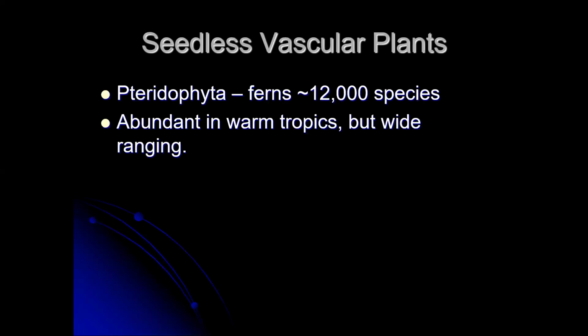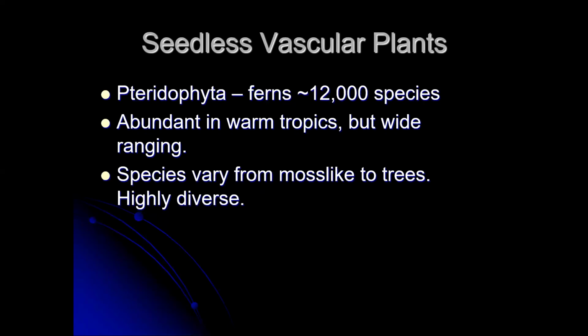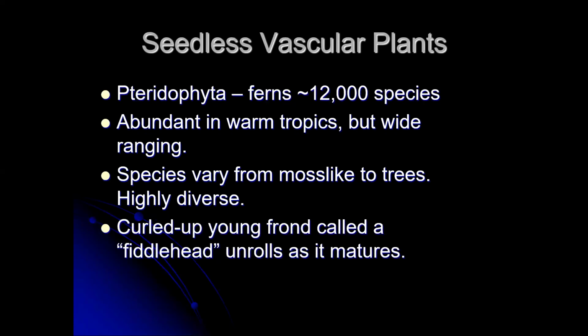These are abundant in the warm tropics, but you can find them. We've got temperate zone ferns, woodland ferns here as well, and they go clear up into the northern United States and Canada, I believe. So we can get some little moss-like ferns that actually belong to this category. And then, of course, trees. In the tropics, you've got trees that are ferns. So it's a highly diverse group.